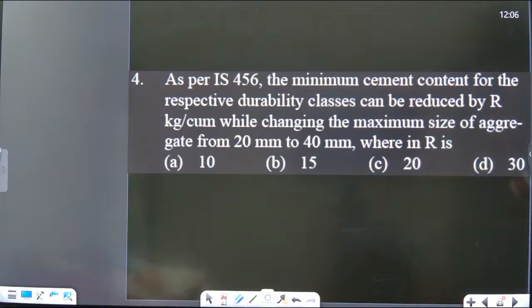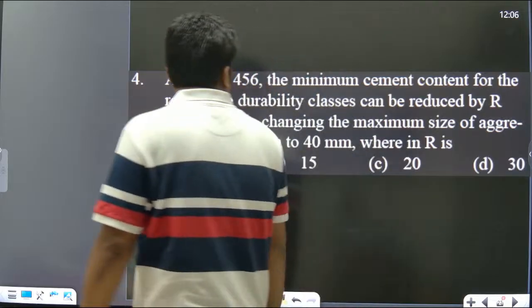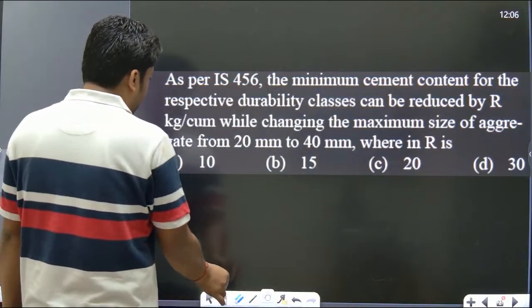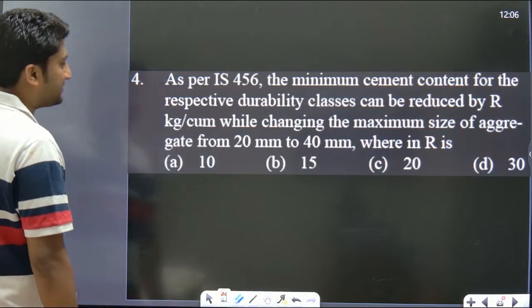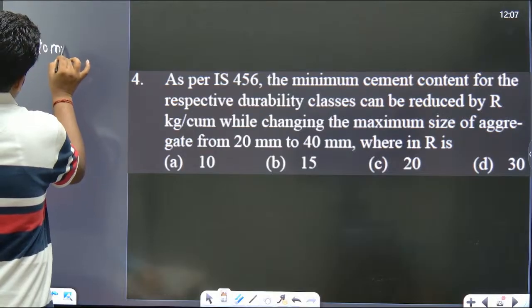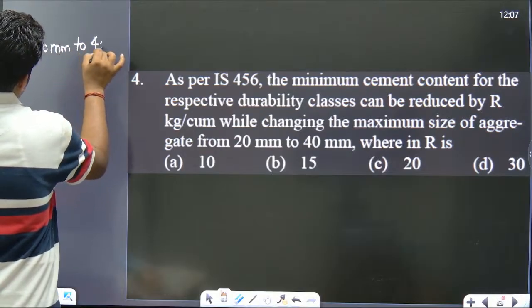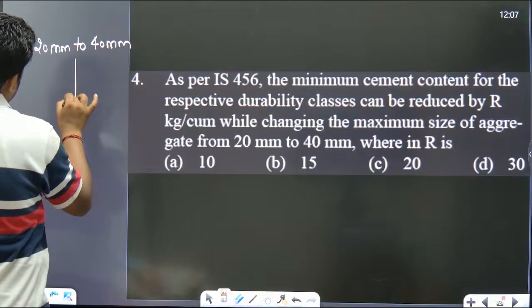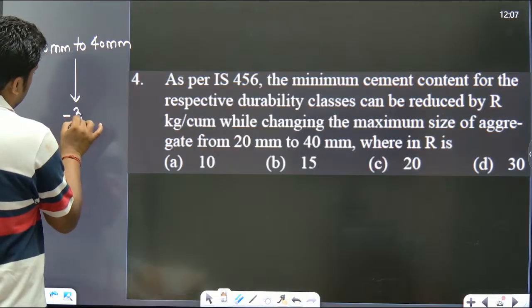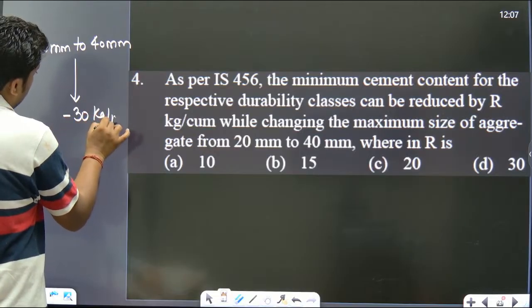Now, what is the correct answer for this? We have seen this value. As per IS 456, the minimum cement content for the respective durability class can be reduced by R kg per cubic meter while changing the maximum size of aggregate from 20 mm to 40 mm. You can decrease the cement content by how much? By 30 kg per meter cube.